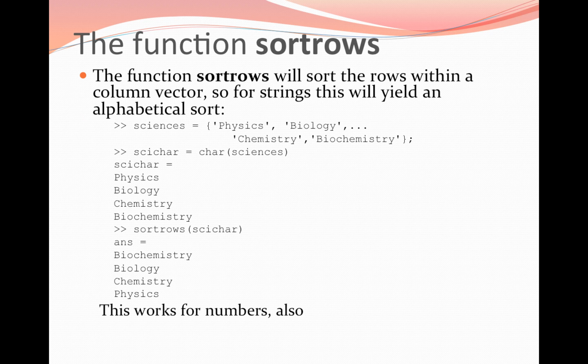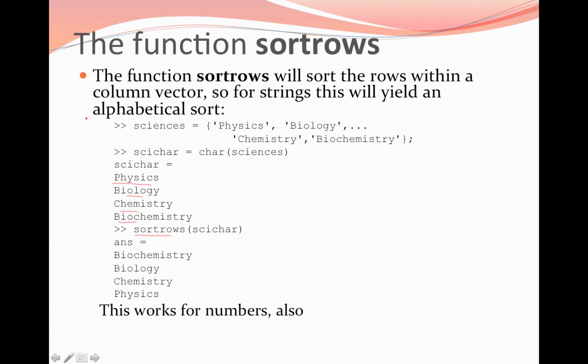The function sortrows will sort the rows within a column vector. For example, if you had a column vector of strings, in other words, a character matrix, this is going to yield an alphabetical sort. Again, if we start with the cell array and convert that to a character matrix, now in our character matrix we have 4 strings: physics, biology, chemistry, biochemistry. Of course if we sorted that, it would just sort column by column.